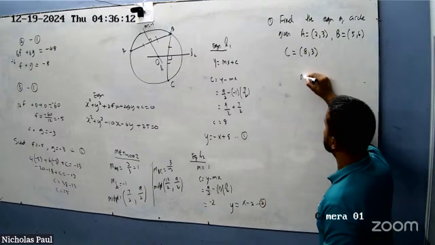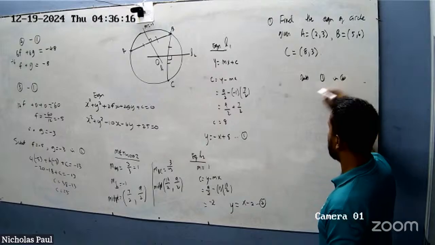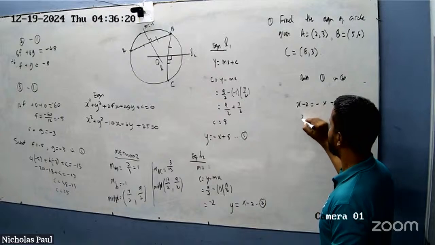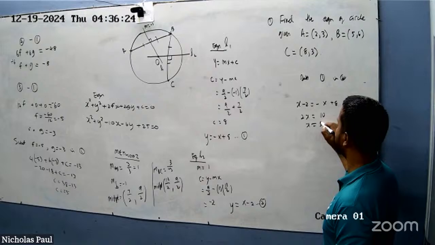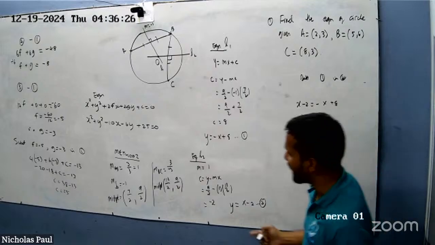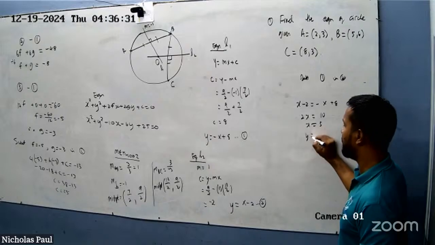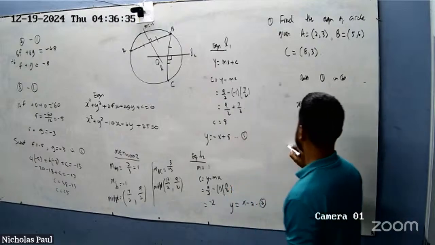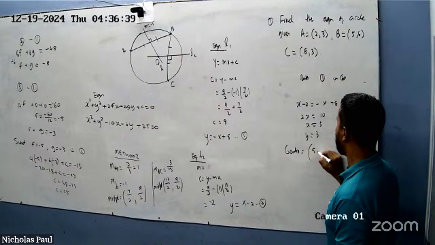So if I substitute equation 1 in equation 2, I'll get x minus 2 is minus x plus 8. So 2x is 10, I'll get x is 5. So the x of the center is 5, correct? And y is equal to 3. So therefore, our center is 5, 3.